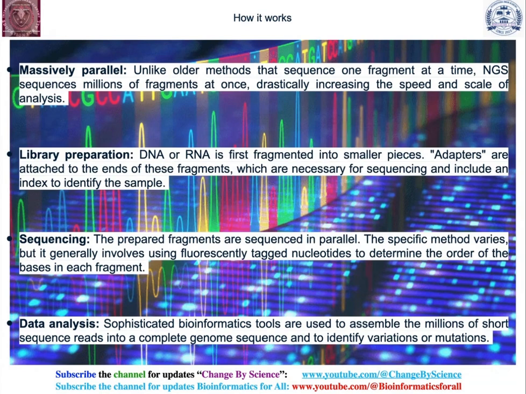In library preparation, DNA or RNA is first fragmented into smaller pieces. Adapters are attached to the ends of the fragments, which are necessary for sequencing and include an index to identify the sample. Sequencing: the prepared fragments are sequenced in parallel. The specific method varies, but it generally involves using fluorescently tagged nucleotides to determine the order of the bases in each fragment.